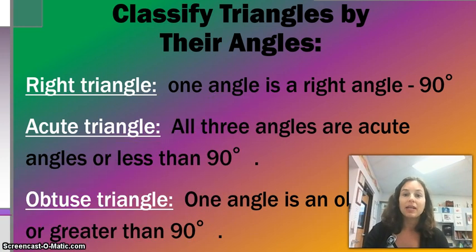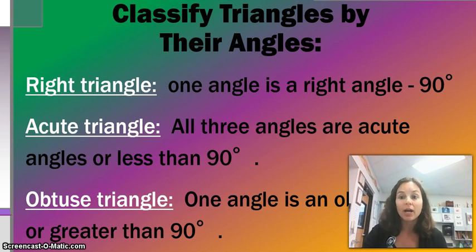When you're classifying triangles by their angles, you would note that a right triangle has one angle that is a right angle. That's 90 degrees. An acute triangle has all three angles that are acute angles, or less than 90 degrees. And an obtuse triangle has one angle that is an obtuse angle, or greater than 90 degrees. Now I want you to know that if it's a right triangle, it will only have one right angle, and the other two angles will be acute.